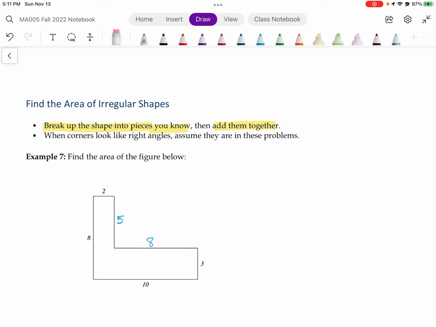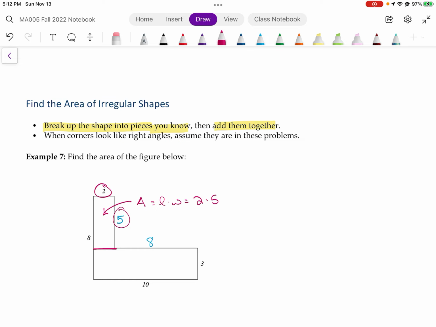All right, so now we have all the parts that we need. So you can break this up however you want at this point. We are just going to turn it into 2 rectangles. So what is the area of this rectangle? Well, area is length times width. So that is just 2 times 5. This one times this one.